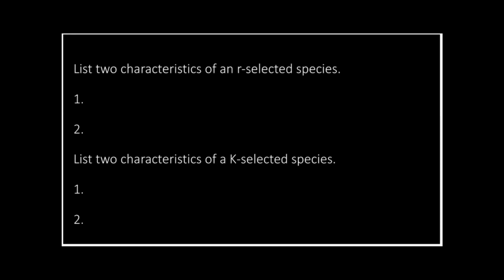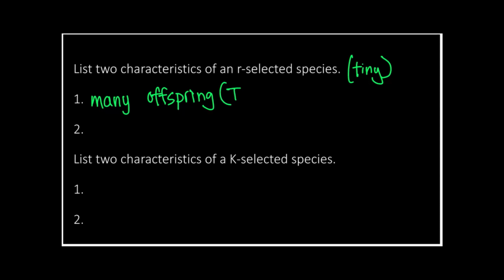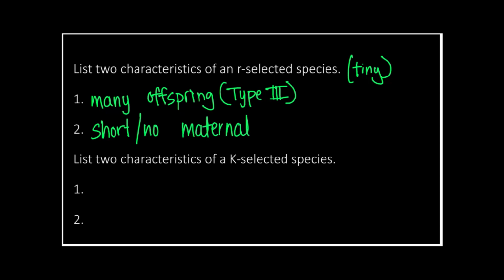Okay. So let's talk about R-selected versus K-selected species. R-selected species typically are very tiny, which is not one of the choices here, but they are typically smaller. And they have many offspring. So they are like a type 3. We talked about that just a couple slides ago. And they have short or no maternal care, which might be why their babies die so much.